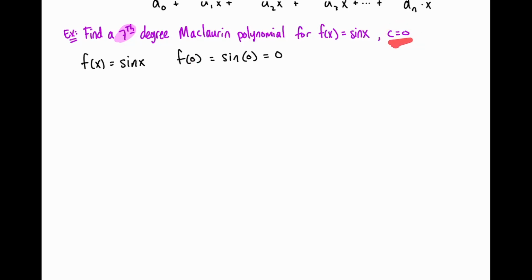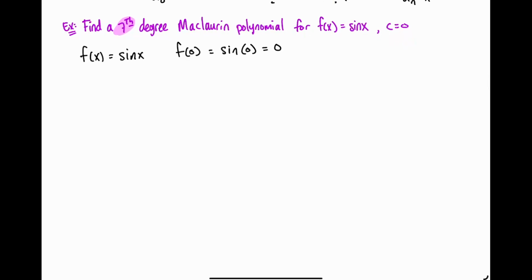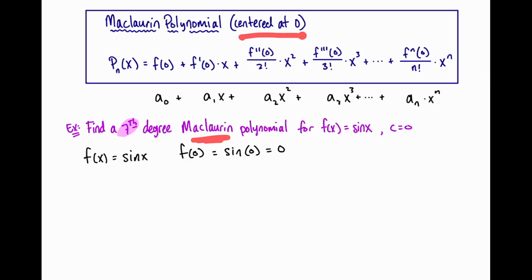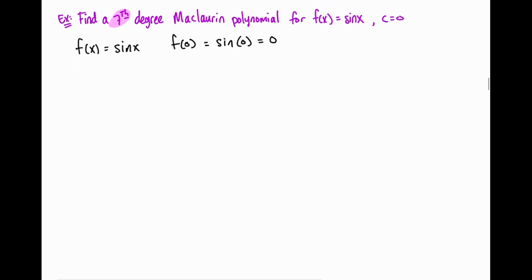That's c equals 0. You can say lots of things in a problem because it says centered at 0. It could say centered about 0. It could say find the 7th degree Maclaurin polynomial about x equals 0. We're always given a centered value, and a Maclaurin polynomial is centered at 0. We always are going to plug in 0 for a Maclaurin polynomial. It's like a subset of a Taylor polynomial that's centered at 0 specifically.